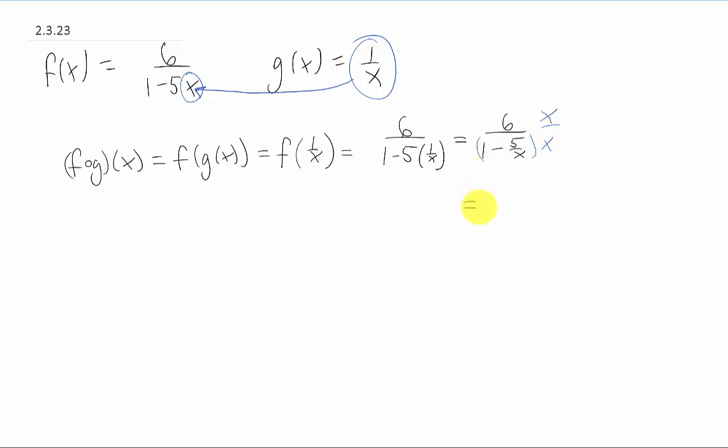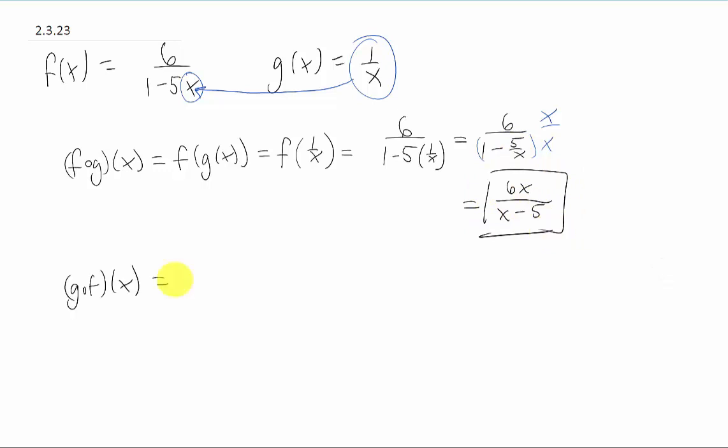Now if you actually do that, the numerator is just going to turn into 6x. The denominator, you're going to distribute this x to the 1. And you're going to distribute this x to this negative 5 over x term, which is just going to give you a minus 5. That answer should be fine.